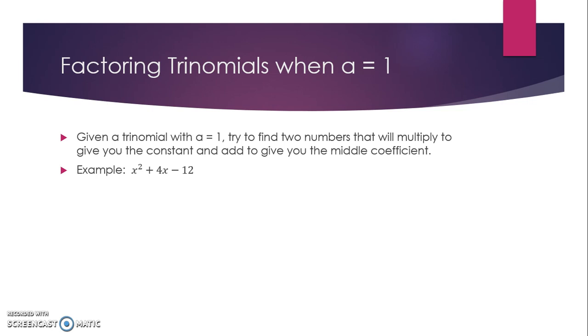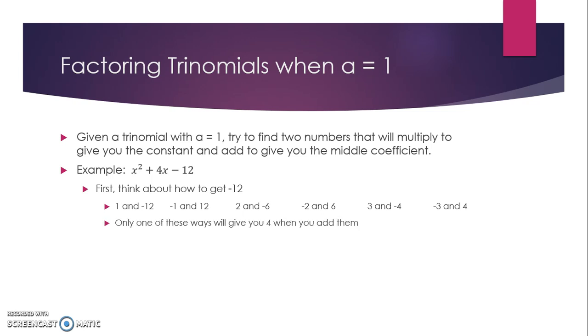So what I want to do is first think about how I could get negative 12. What could I multiply together to get negative 12? Well, here are all the different possibilities: 1 and negative 12, or negative 1 and positive 12; 2 and negative 6, or negative 2 and 6; 3 and negative 4, or negative 3 and positive 4. There's only one of these combinations, however, that when I add them, I get positive 4. And those are negative 2 and positive 6.